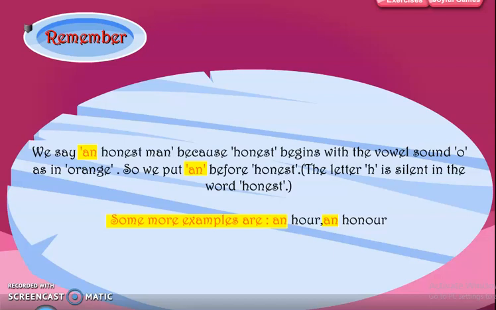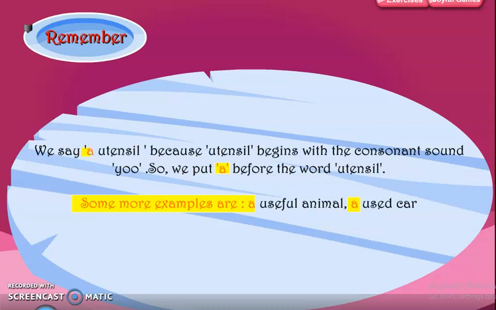Same इसी तरह से जब one स्टार्ट होता है, बट one जो है उसकी स्पेलिंग में letter o है, पर उसका साउंड वो है, वन. तो उसके आगे हम सिर्फ a लगाएंगे. Let's see. We say a utensil because utensil begins with the consonant sound u. So we put a before the word utensil. Some more examples are a useful animal, a used car. Now here also utensil starts with letter u. ये u से स्टार्ट होता है, पर उसका साउंड क्या है?